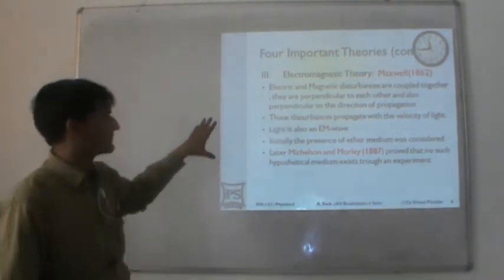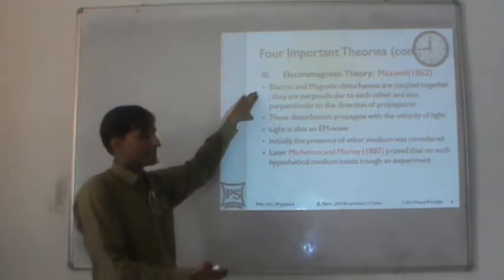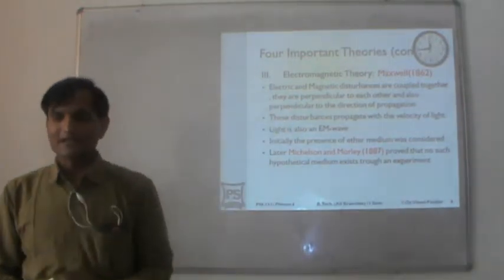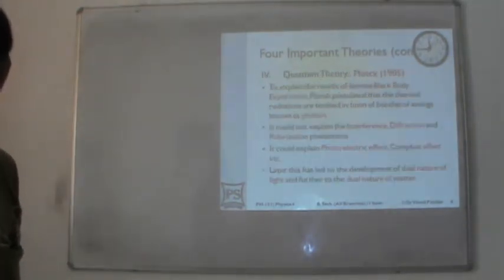this analysis, or after the prediction of Maxwell, it was considered that light is also an electromagnetic radiation, or an electromagnetic wave, which has electric and magnetic fields coupled together and traveling with the velocity of light.